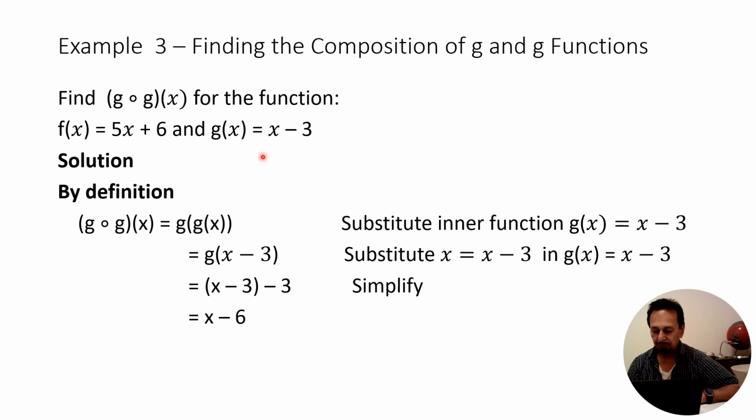All I have to do is where the x is, we substitute x minus 3. So this changes to x minus 3 and minus 3 comes down. So the parentheses, you have x and minus 3 becomes minus 6. So the answer is composition of g with g is x minus 6.